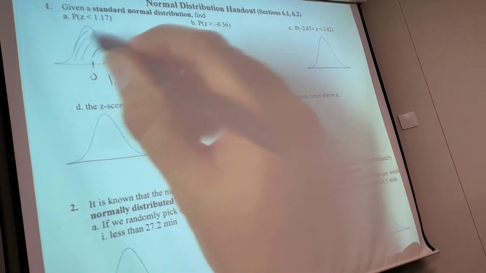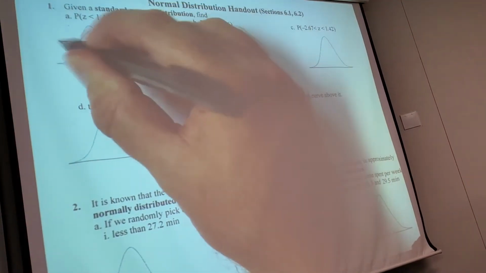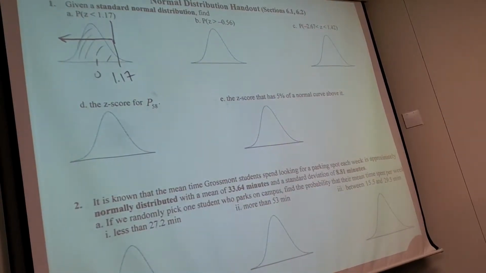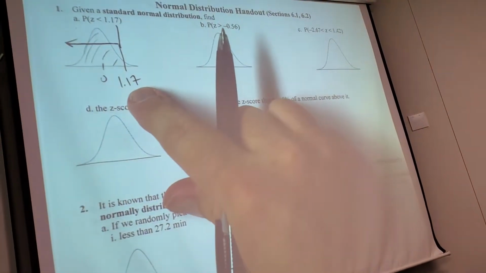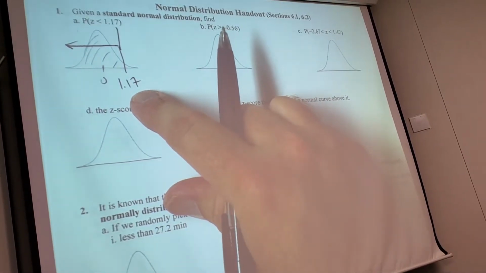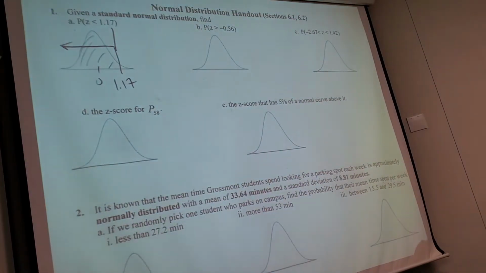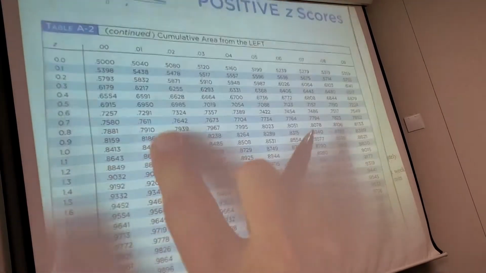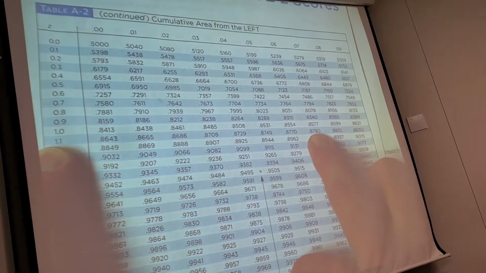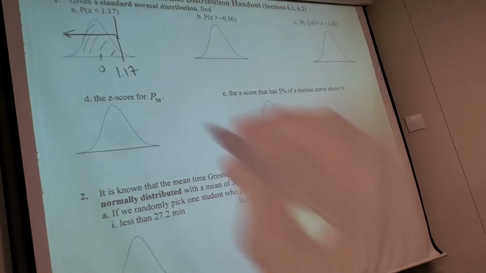So this question is beautiful because the chart always tells me areas below a z-score, and the question wants an area below a z-score. So I should look it up and be done with it. That's great. So if I look up 1.17, what do you guys get? 0.8796. What does that mean?